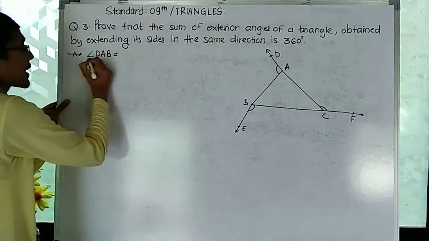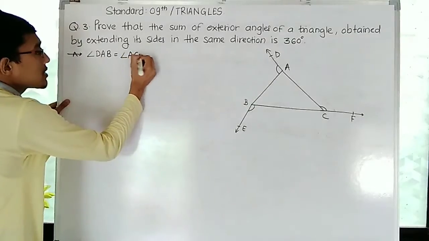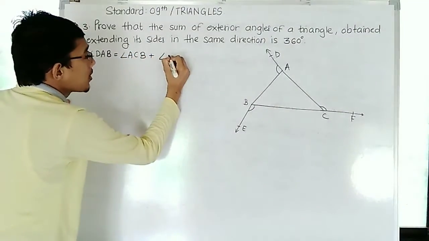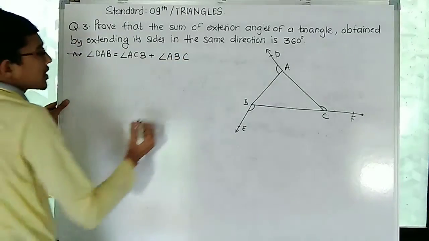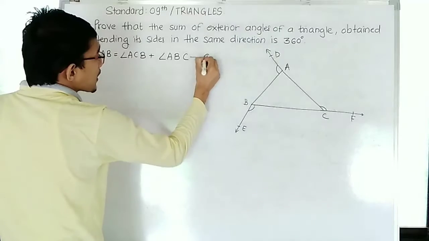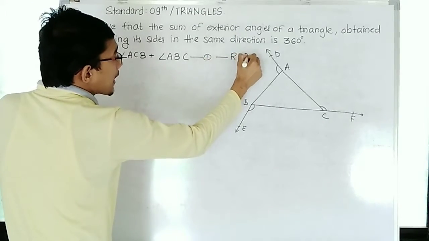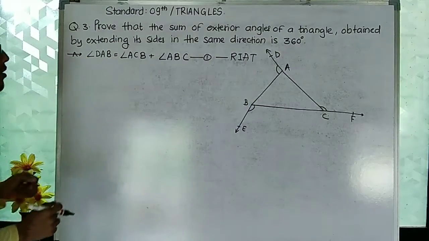Okay, so I have taken angle DAB is equal to angle ACB plus angle ABC. Okay, and I will write down the reason. This will be my equation 1 and the reason will be remote interior angle theorem. Okay, remote interior angle theorem.